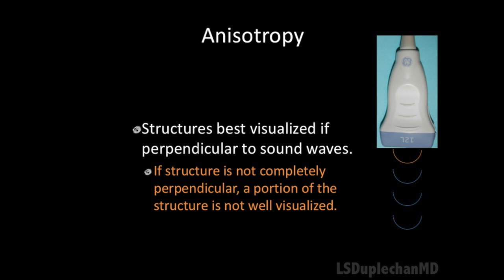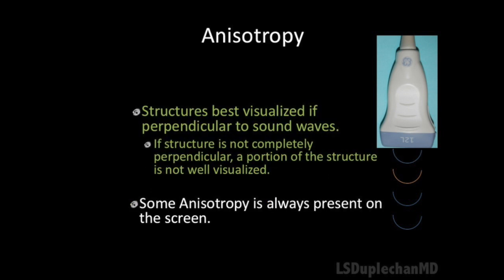When a structure's shape is not completely perpendicular to the vector of the sound beam, a portion of the structure is not well visualized. This phenomenon is called anisotropy. In every image, some structures in the field of view are not well visualized. The key to sonography is to optimize the visualization of the object of interest.